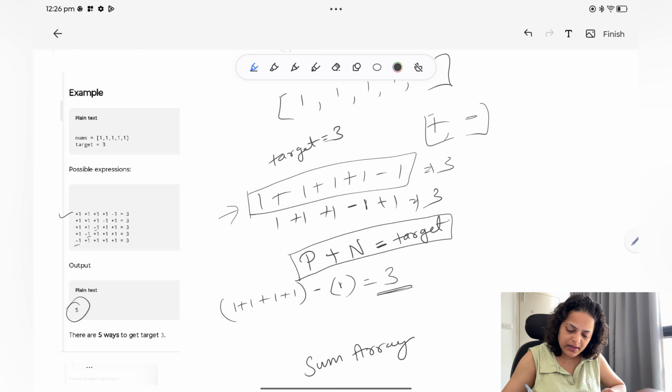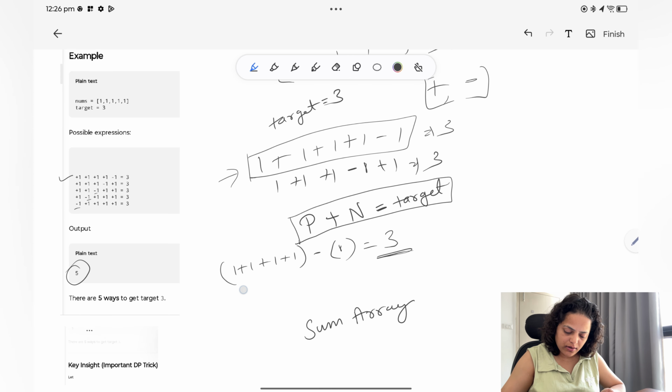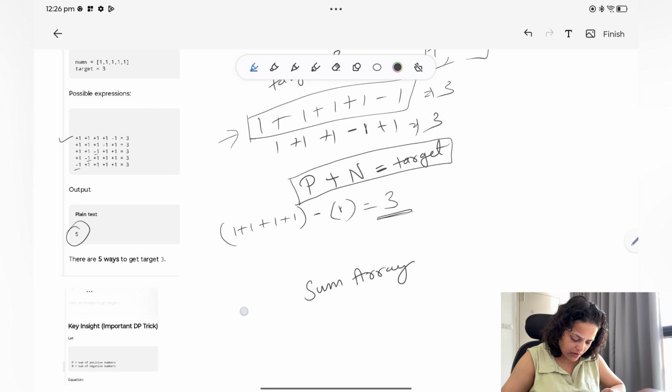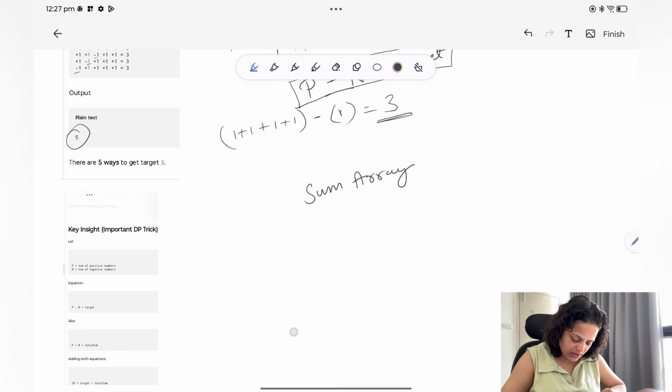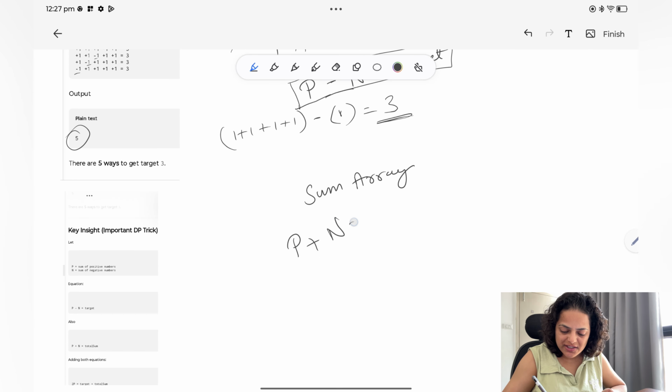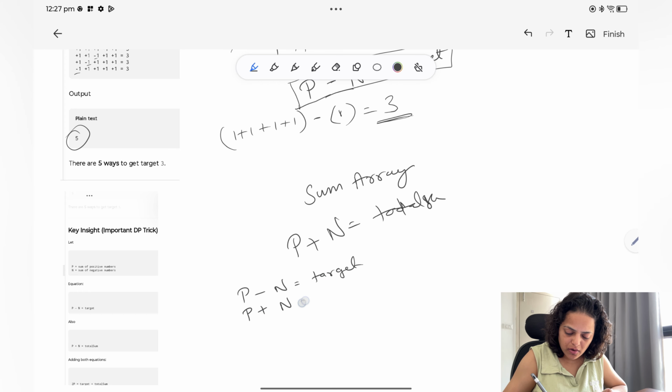It means that p plus n equals target, right? Actually, not p plus n, but p minus n: all the positive numbers minus all the negative numbers. So p minus n equals target. That is the first expression. The second one is that all the positive numbers plus all the negative numbers will be the total sum of the array. Correct? So now you have two conditions.